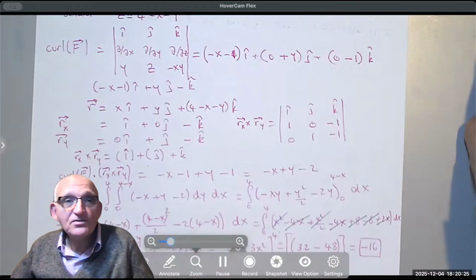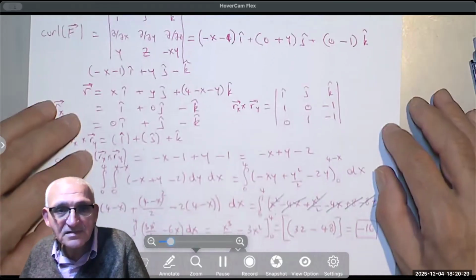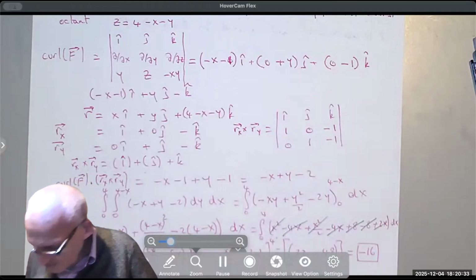Yeah. So that's it for Stokes' theorem. These two examples try to illustrate how it works.